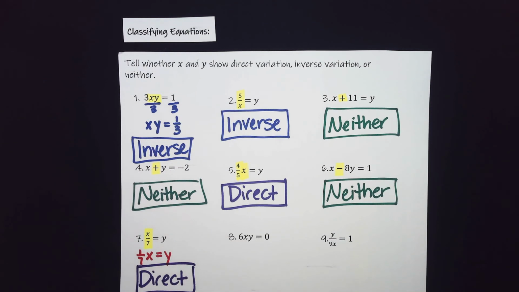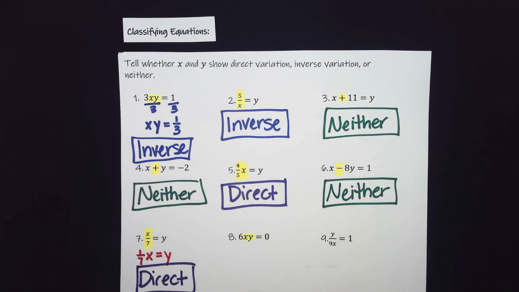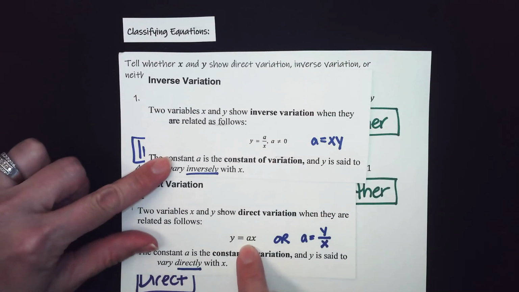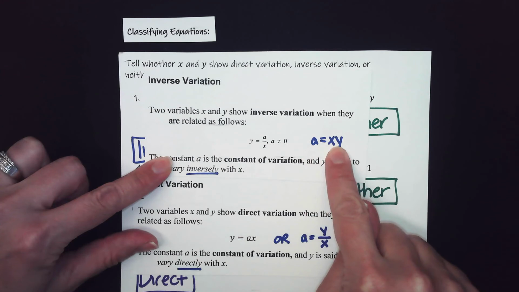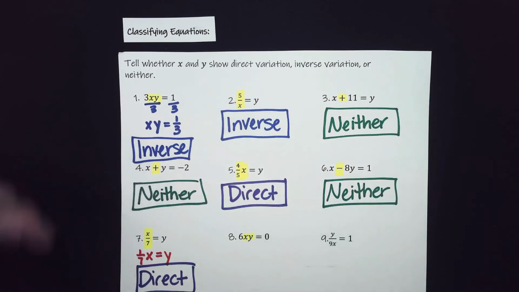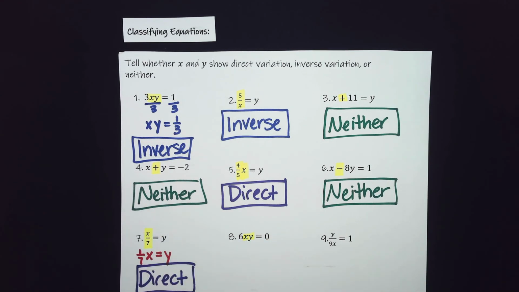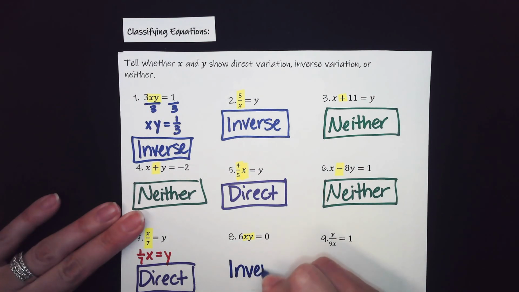Now, number 8, again, you can divide by the 6 and get 0 on one side, but this xy right there gives it away. So which one of these has an x and a y next to each other? It's not that, not this, not that, right here. So the constant equals an xy, which is inverse variation. Now, you might say, well, there's that 6 there, but remember, we can just divide by the 6, and then the constant is all on one side. So this would be inverse variation.